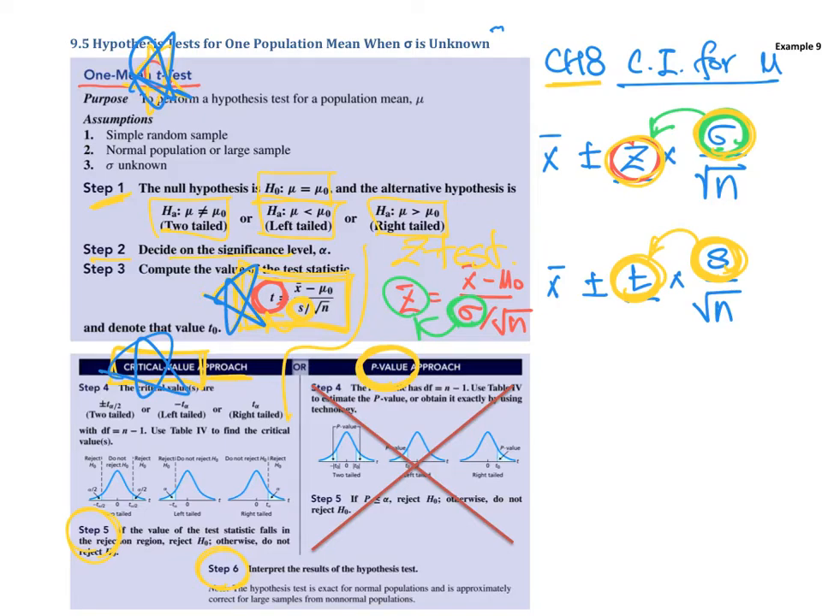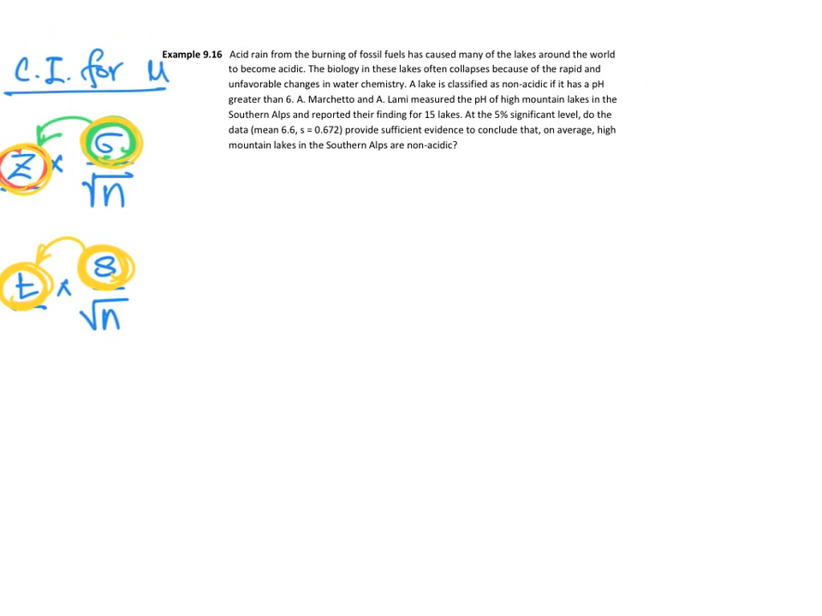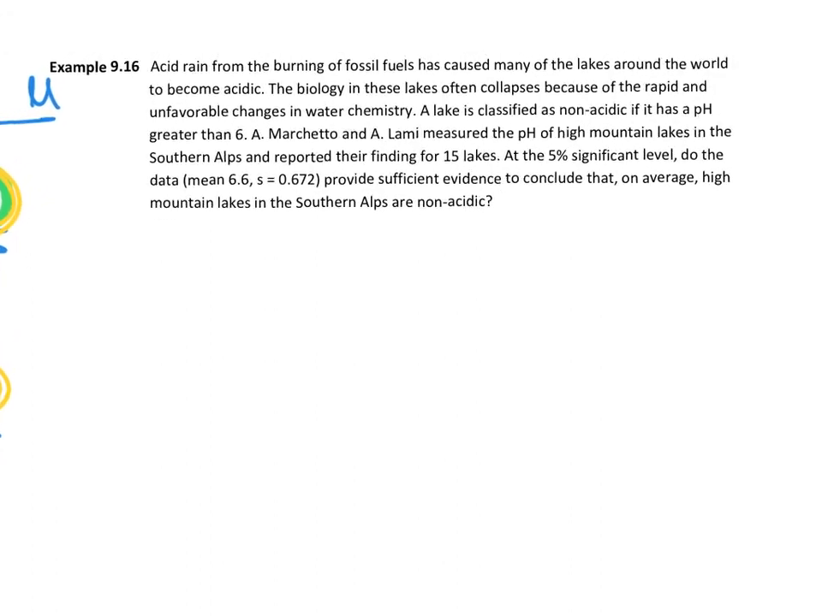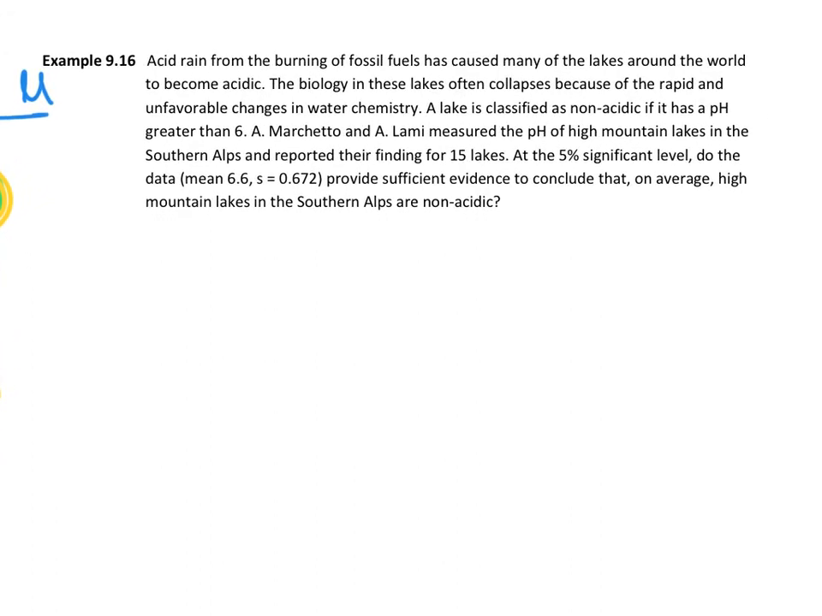So here's an example. Look at this. The step number 1 is the same. We state the null hypothesis and alternative hypothesis. The null is always mu is equal to something, and we have 3 kinds of inequalities in alternative hypotheses.